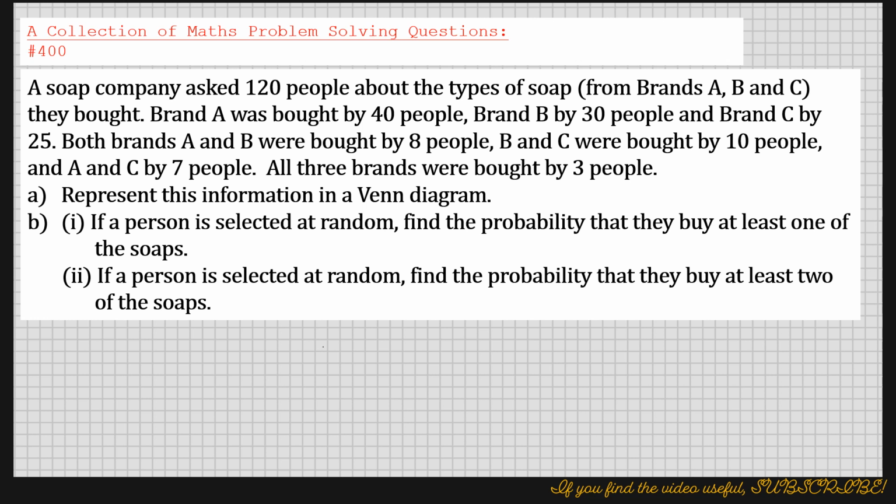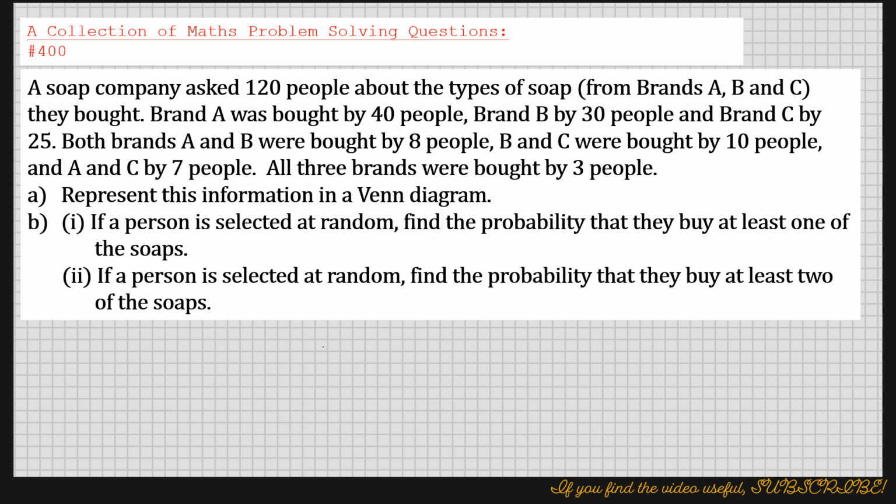And for the second part, if any person is selected at random, first find the probability that they buy at least one of the soaps, and next, again if you select a person at random, find the probability they buy at least 2 of the soaps.